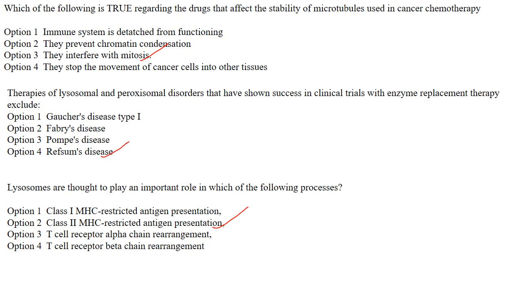Which of the following is true regarding the drugs that affect the stability of microtubules used in cancer chemotherapy? They interfere with mitosis. Answer is option 3.